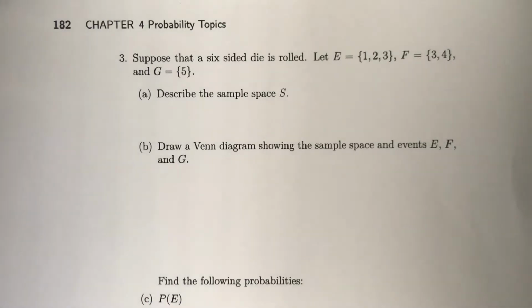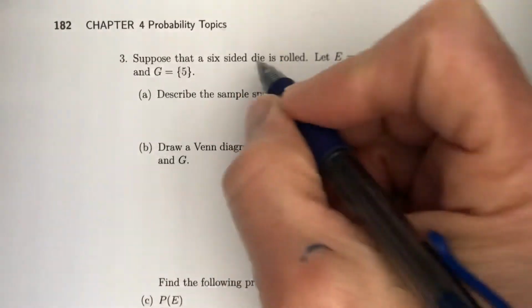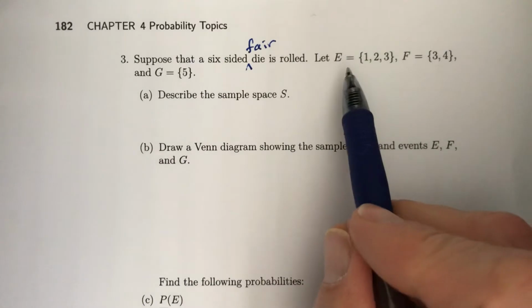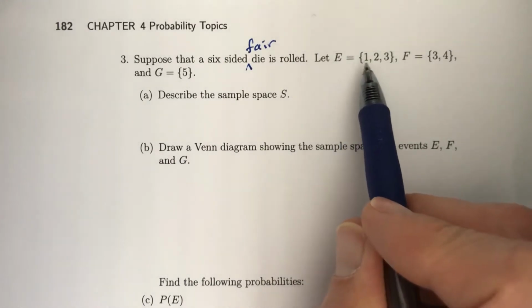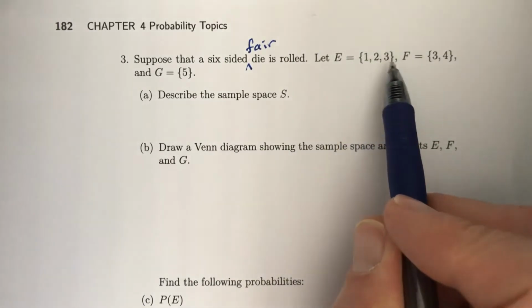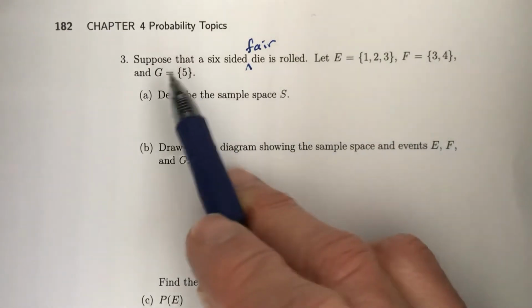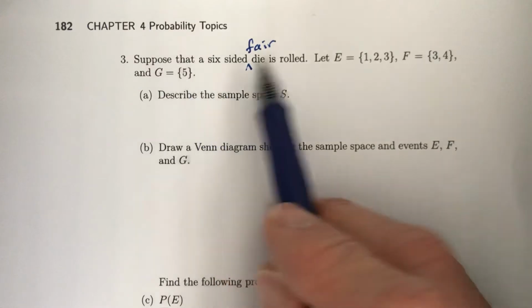So what we're going to do here is do problem number 3 out of our practice problems. Here we have a situation where we roll a 6-sided die, and it's a fair die. And here are the events. One event is that when you roll the die, you get a 1, 2, or a 3. That's E. F is the event that you get a 3 or a 4. And G is the event that you get a 5.